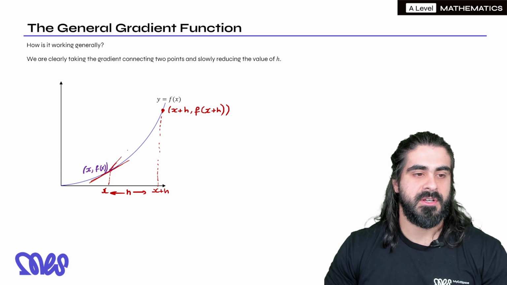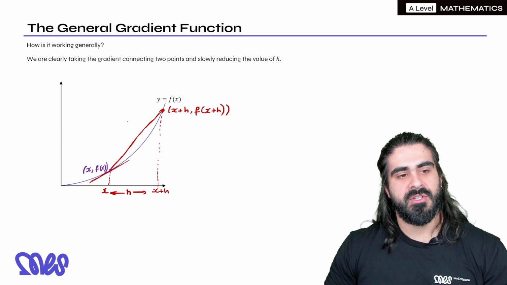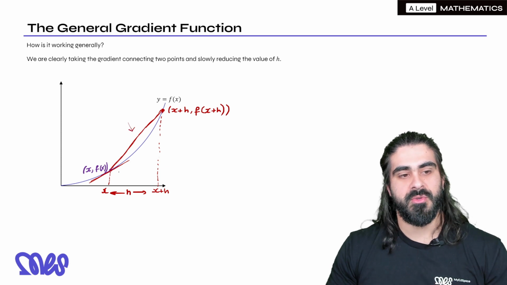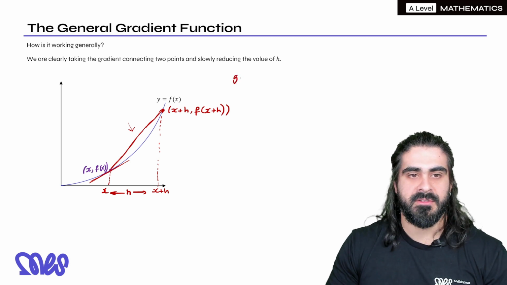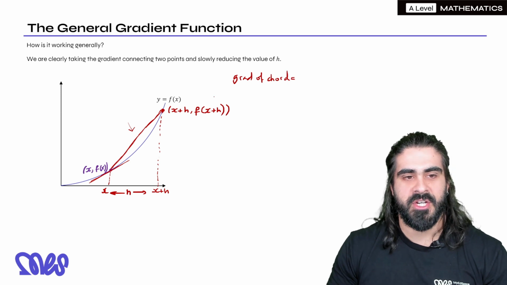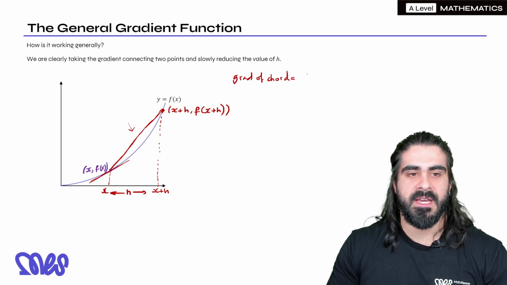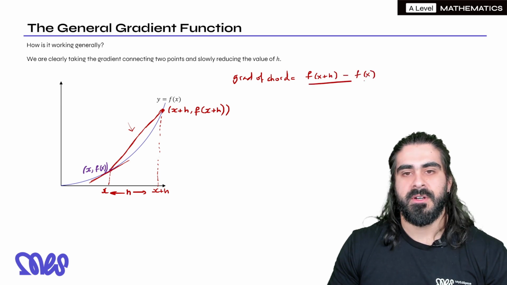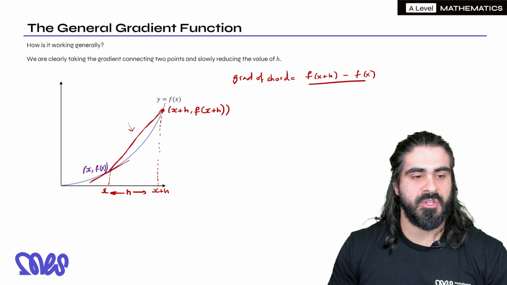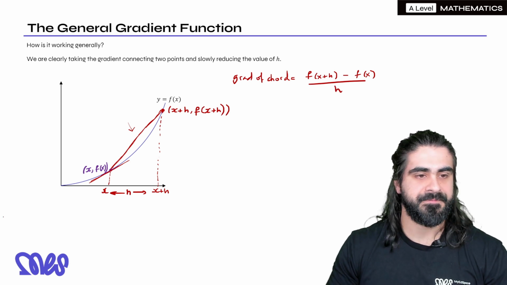With these coordinates, we can now approximate the gradient of the tangent by finding the gradient of the chord. So here's my chord. You can see this chord is not even close to being the same as the gradient of the tangent. But let's find the gradient of the chord for now. The gradient of the chord, remember, is the change in y over the change in x. So the change in y would be f of x plus h minus f of x, all over the change in x values. Well, the change in x values is h, isn't it?